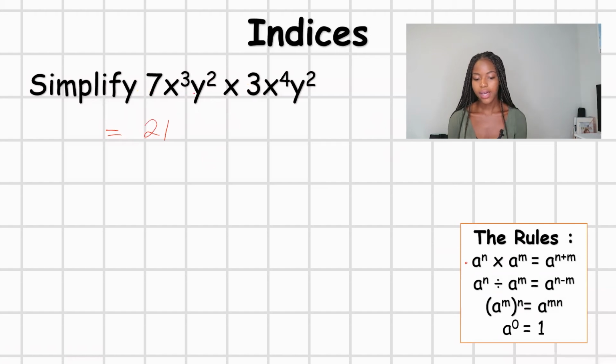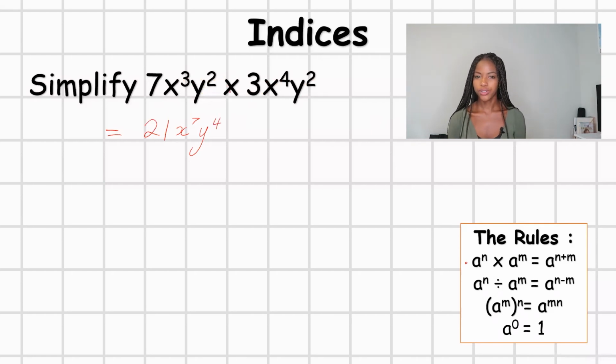If we're going to add the powers together, we'll start with the x's. X to the power of 3 multiplied by x to the power of 4. We would add the powers together, so the base would stay the same, it would still be x. 3 plus 4 gives us 7, so it's 21x to the power of 7, but we still need to deal with the y. So the y would stay the same, and we need to add the powers of y together. So y squared multiplied by y squared gives us y to the power of 4.